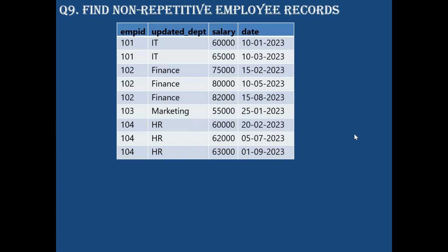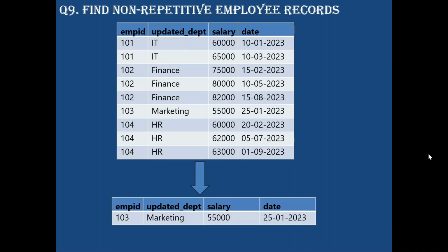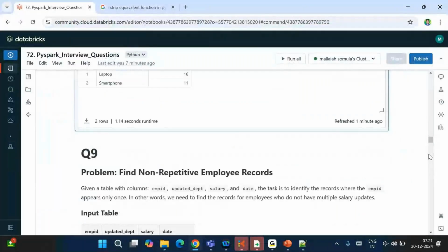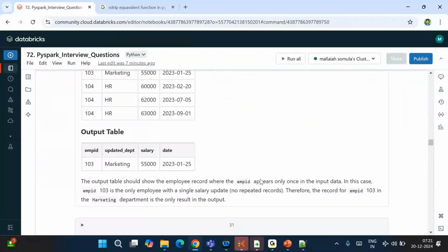Understood? Which is the record? Can you tell me? 103, which is marketing, which is the non-repetitive one. But how to achieve this? It is also easy. Come here, we will see. Non-repetitive record v1, that is 103 marketing.